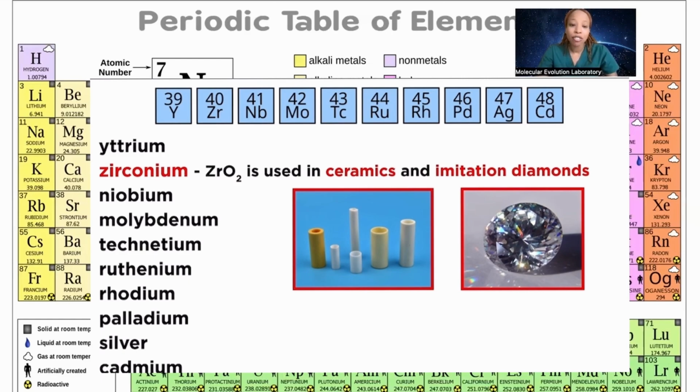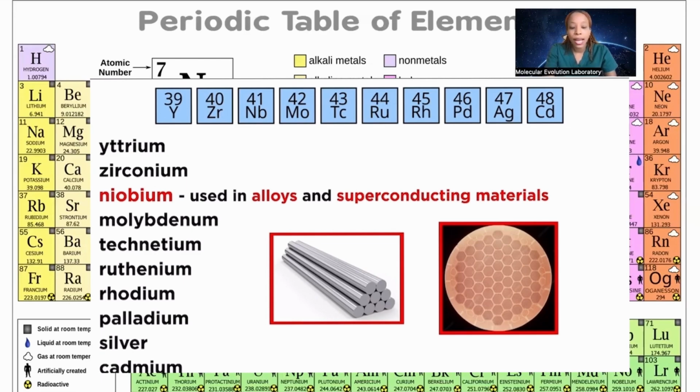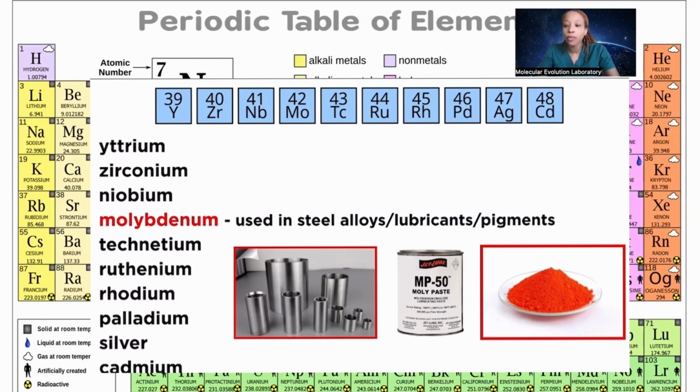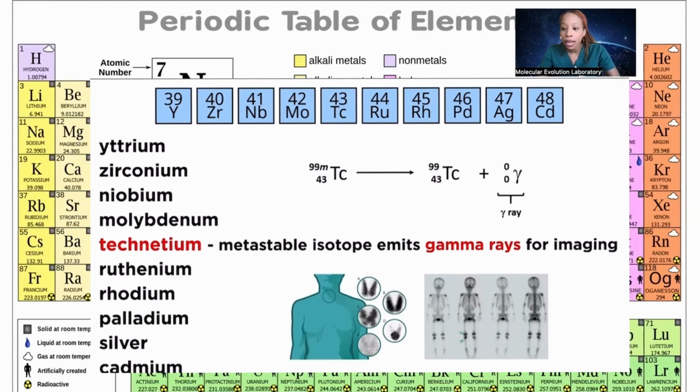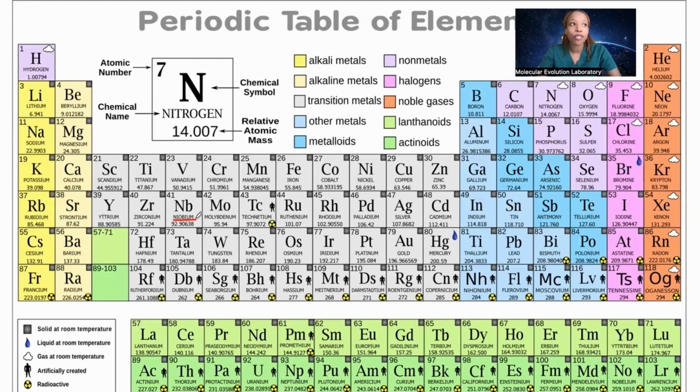Zirconium is found in ceramics and it's also used to imitate diamond. Niobium can be used in semiconductors and in alloys as well. Molybdenum is used to make steel alloys, lubricants, and pigment. Technetium is an isotope that emits gamma rays for imaging. For example, a PET scan is imaging in the body where they use an isotope to monitor radiolabeled glucose uptake.